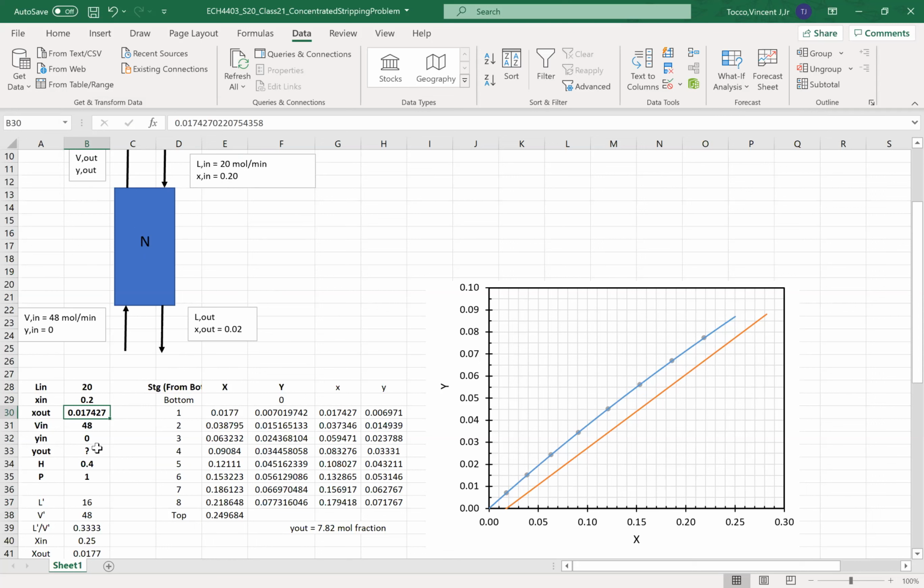Now what I have is an outlet mole fraction that is 7.2% in the air, and my outlet water is also a little bit cleaner at 1.7%. So again, this is the difference between a design type problem and a predict type problem. When you have everything that you can control specified, it's a predict type problem.